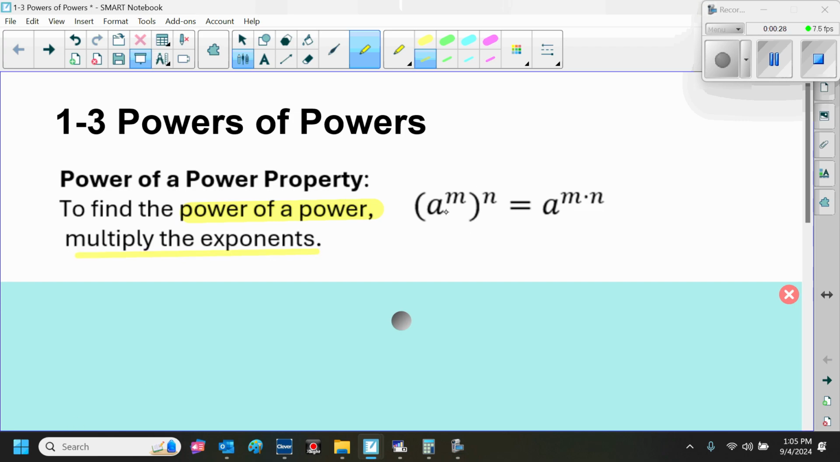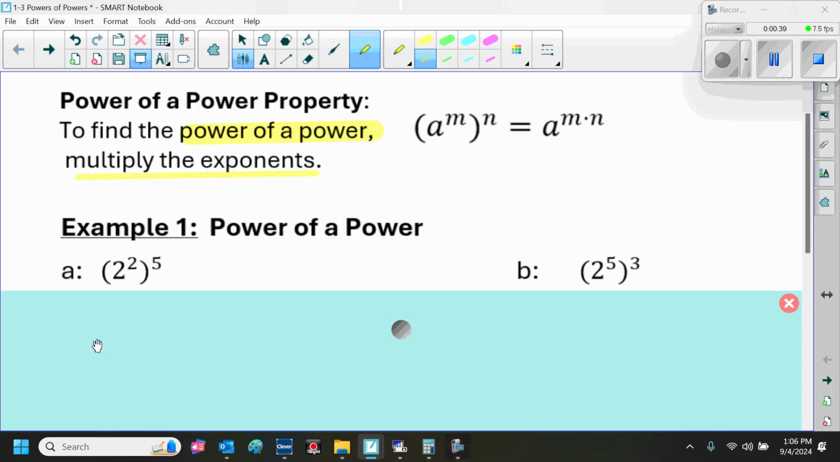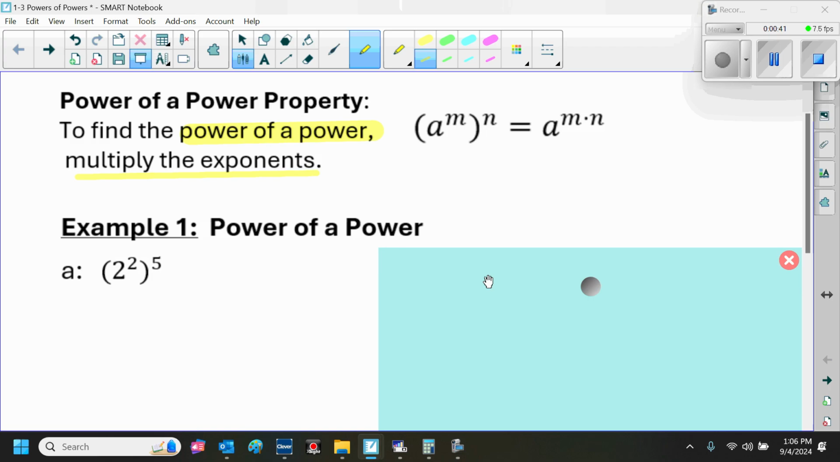So here we have a to the m raised to the n. We're just going to take the m and multiply that times the n. So we have a to the m times n. Let's take a look at a couple of examples.